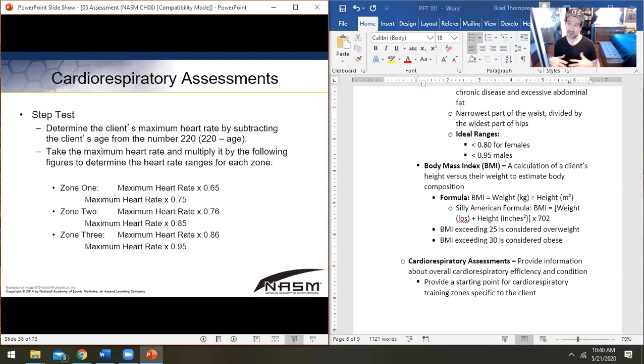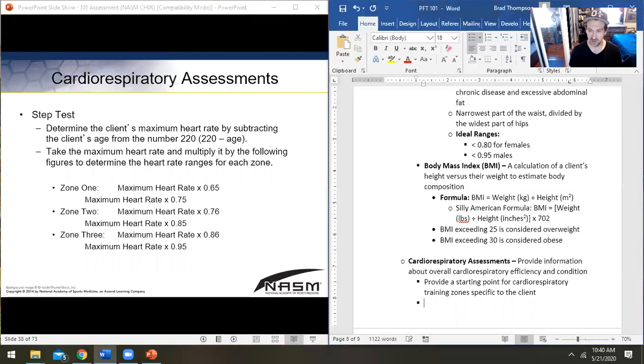So we need to establish a good foundation first. If your client comes in and they're a cardio rock star, they already have a really solid foundation, you can go a little more intense on your cardiovascular workouts. So the first one we're going to look at is the YMCA 3-minute step test.